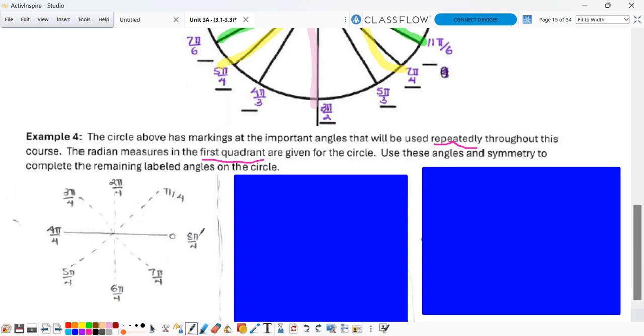For the pi over 4 layer, you start by making 4 parts. Pi is here. Start counting: 1 pi over 4, 2 pi over 4, 3 pi over 4, 4, 5, 6, 7, 8. These are all 45-degree angles, pi over 4, and they are all very symmetrical, and you always count counterclockwise for positive, clockwise for negative.